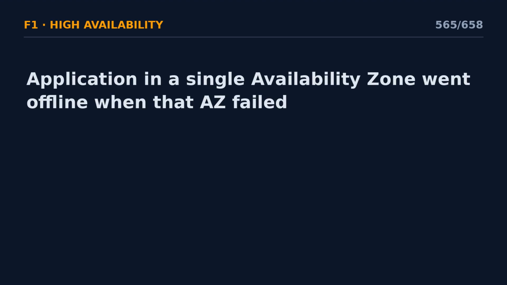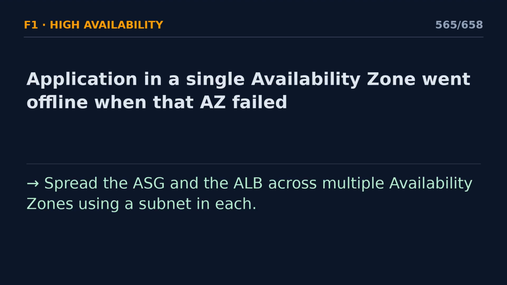Application in a single availability zone went offline when that availability zone failed. Answer: spread the auto-scaling group and the ALB across multiple availability zones using a subnet in each.